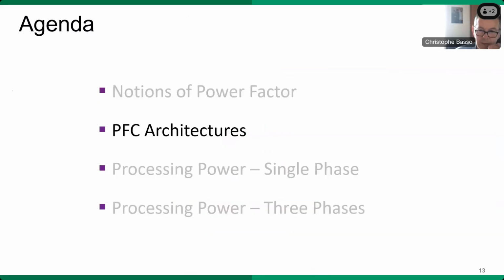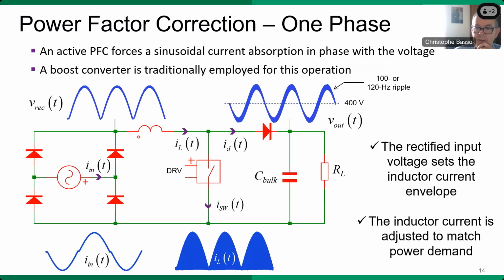So let's have a look now at some of the typical architectures you can find in a PFC converter. You can find plenty of structures, right? But the traditional active PFC circuit uses a boost converter. That's the most common one. The idea here is that because the inductor is in series with the input line, if you control the inductor current, you control the input line current.